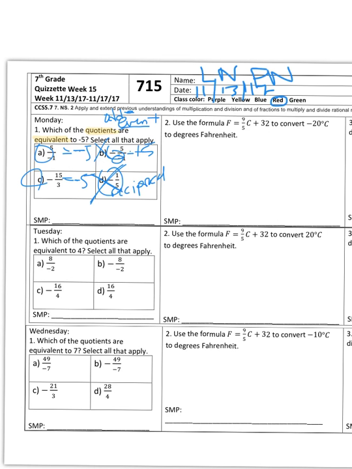The SMP that you're using here is looking for structure or looking for patterns. So I'll just write 7, look at structure. And you can finish that.